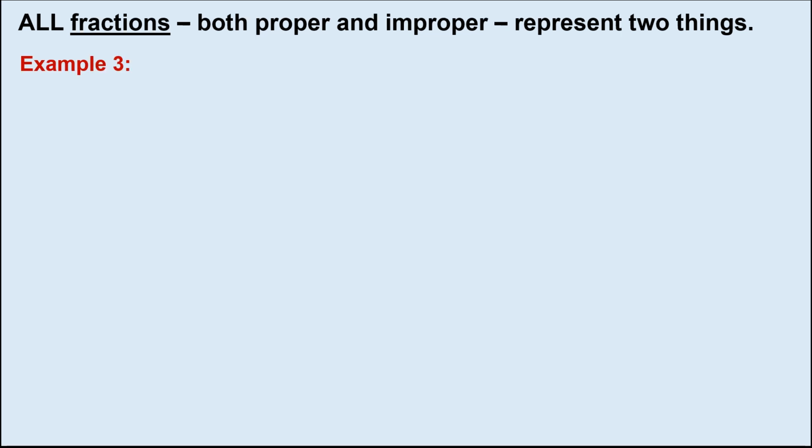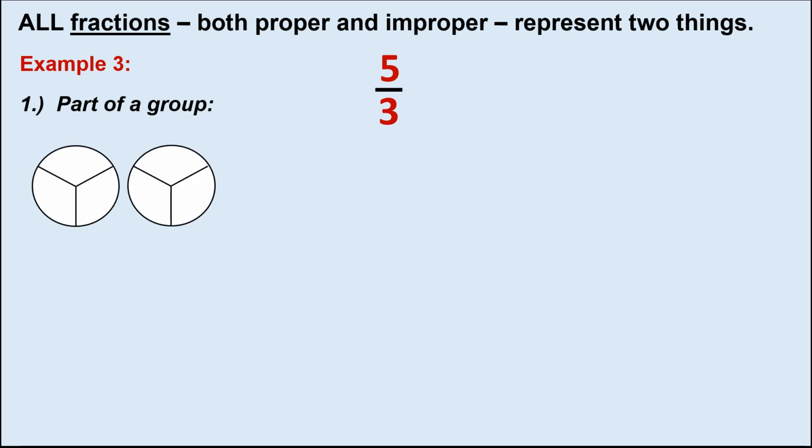Example 3, transitioning to improper fractions. Let's choose the improper fraction 5/3. First, part of a group meaning. The denominator tells us our fraction is divided into thirds, but there are 5 equal parts in the numerator. Therefore, our fraction must be greater than 1 whole.